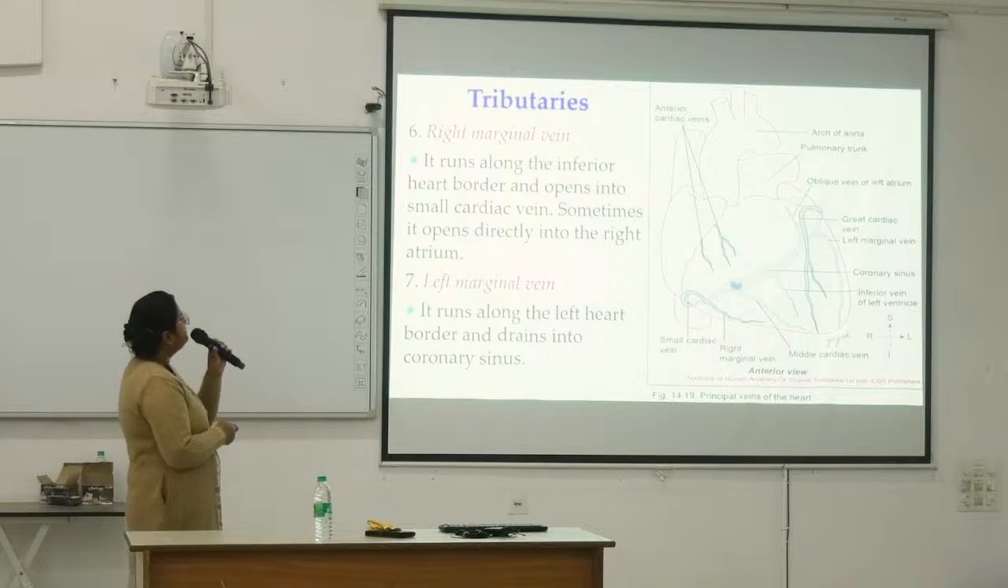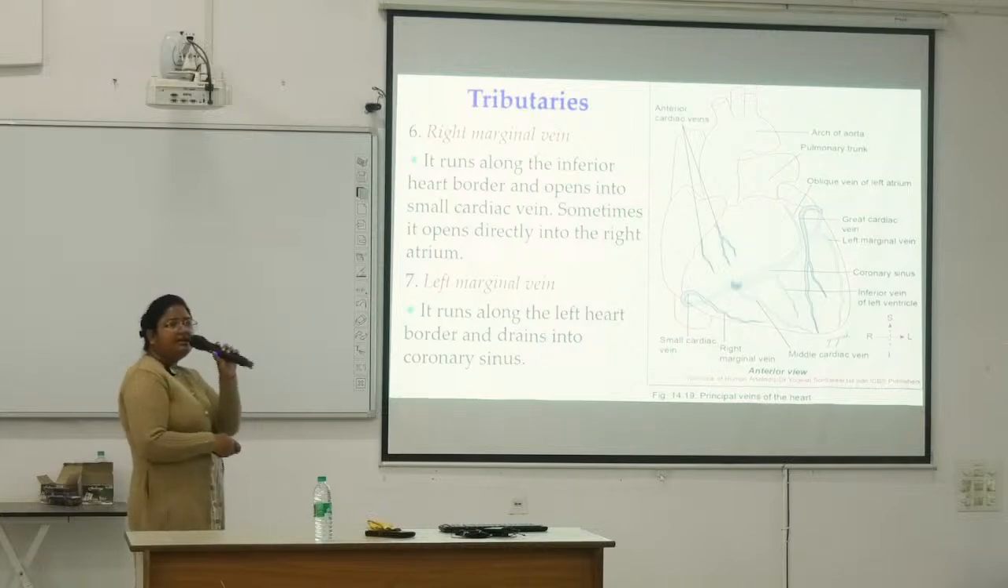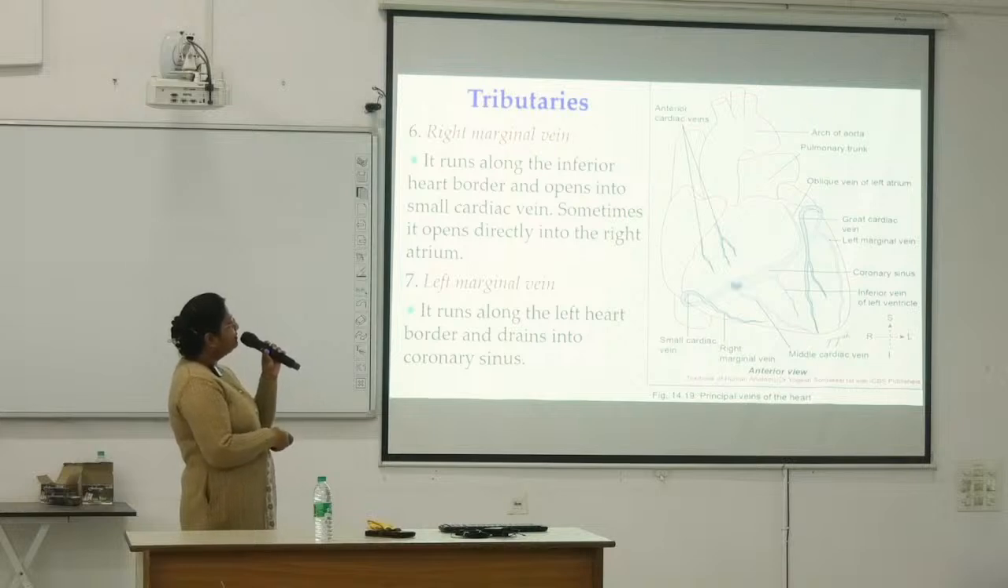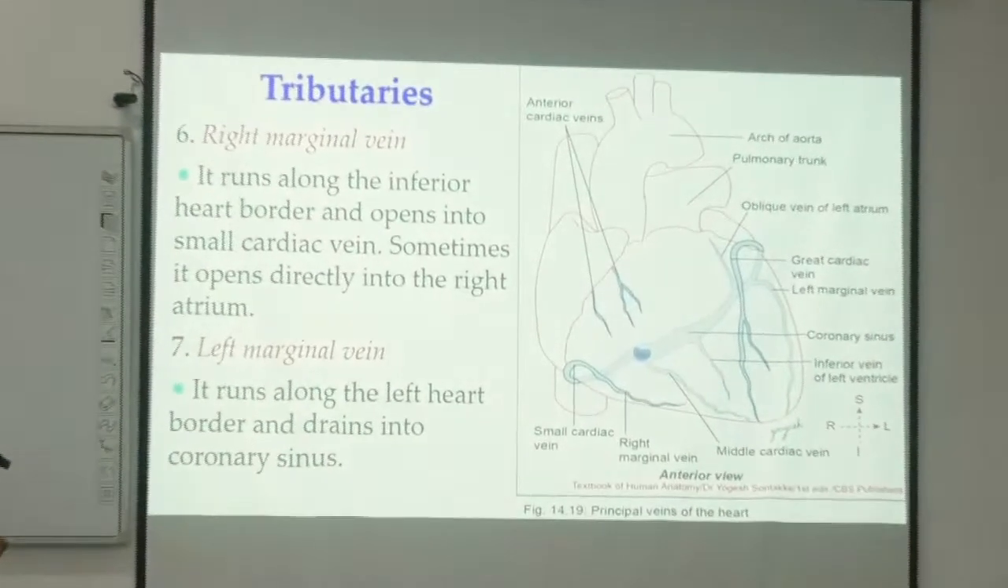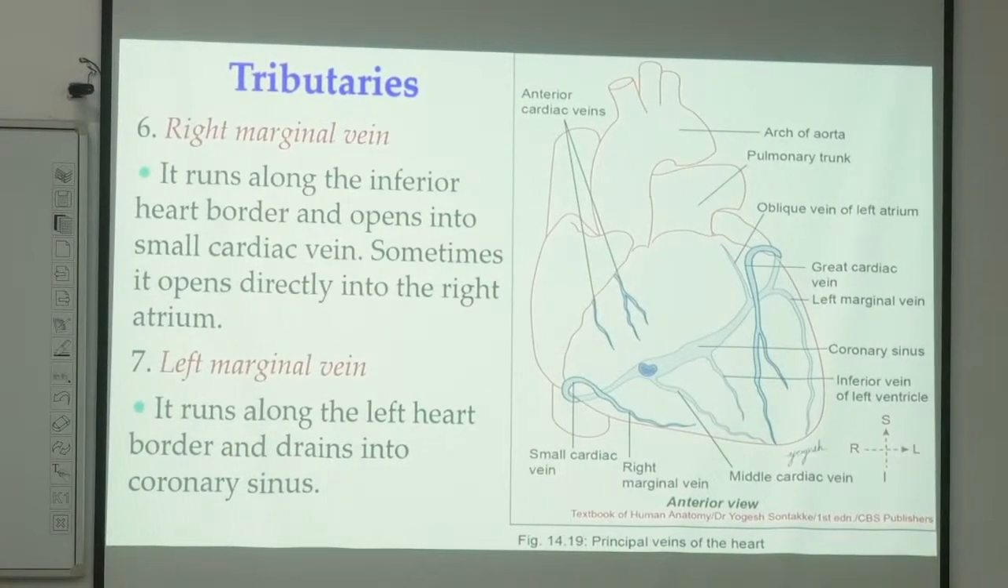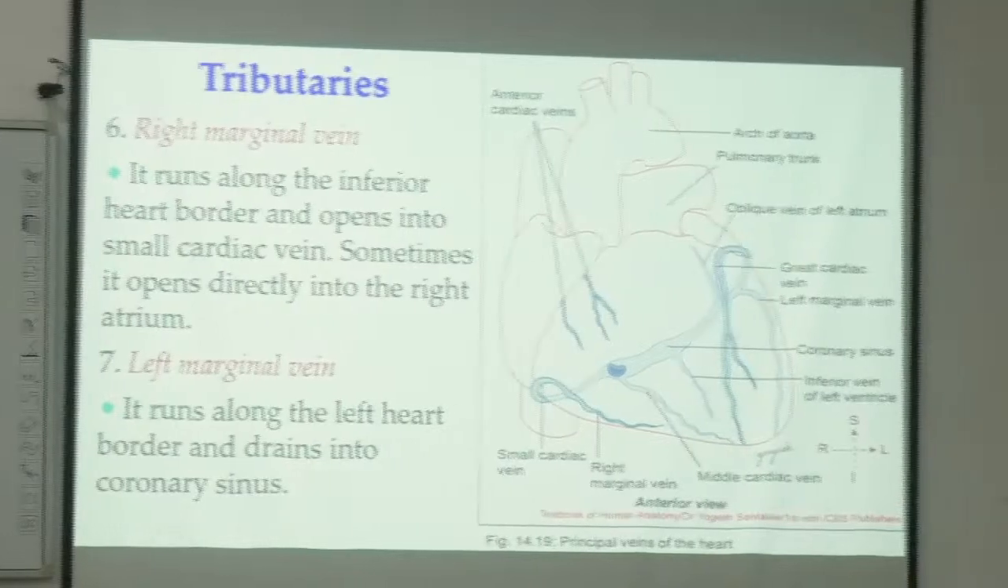Next is right marginal vein. It runs along the inferior heart border. Here is the right marginal vein. Inferior heart border, it extends from this apex of the heart up to the opening of the inferior vena cava. This is the inferior border. Here is the left border along which this left marginal vein is lying. And here is the right border. Right border is formed by joining of these two great veins, superior vena cava above and inferior vena cava below. So you can see the right marginal vein is lying along the inferior border.